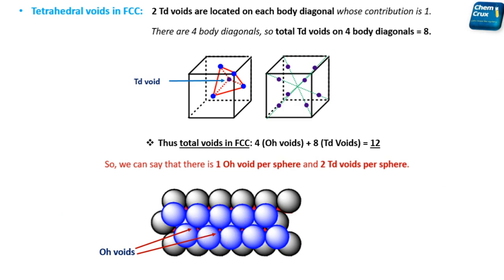Now I will fade out the first row so that we can see the formation of tetrahedral voids. So now we can say this green colored triangular void, which is now covered by the blue colored spheres, has formed the tetrahedral void, right?